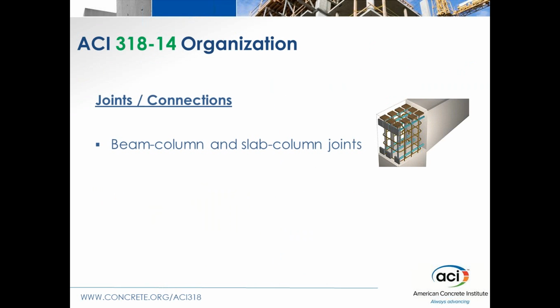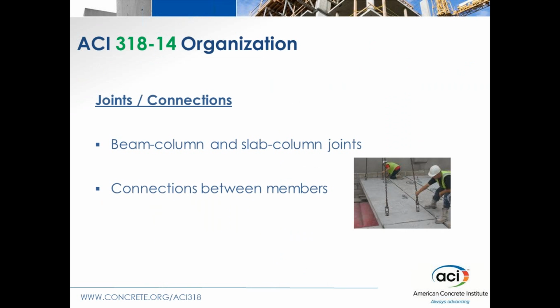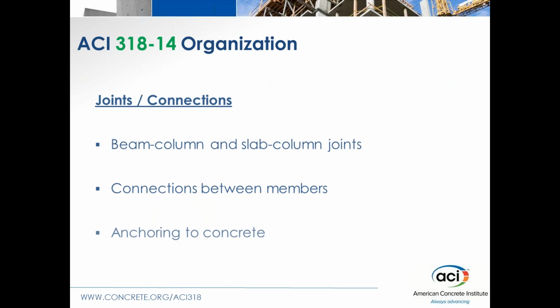So for beam-column and slab-column joints, any specific information that you may need in terms of the design and detailing of the joint region will be found in this chapter. The connections between members, and you can see laying out some precast members and the connectivity of those members, whether they be steel plates or whatever, is referred to as a connection. The connection design strength is in this particular chapter.